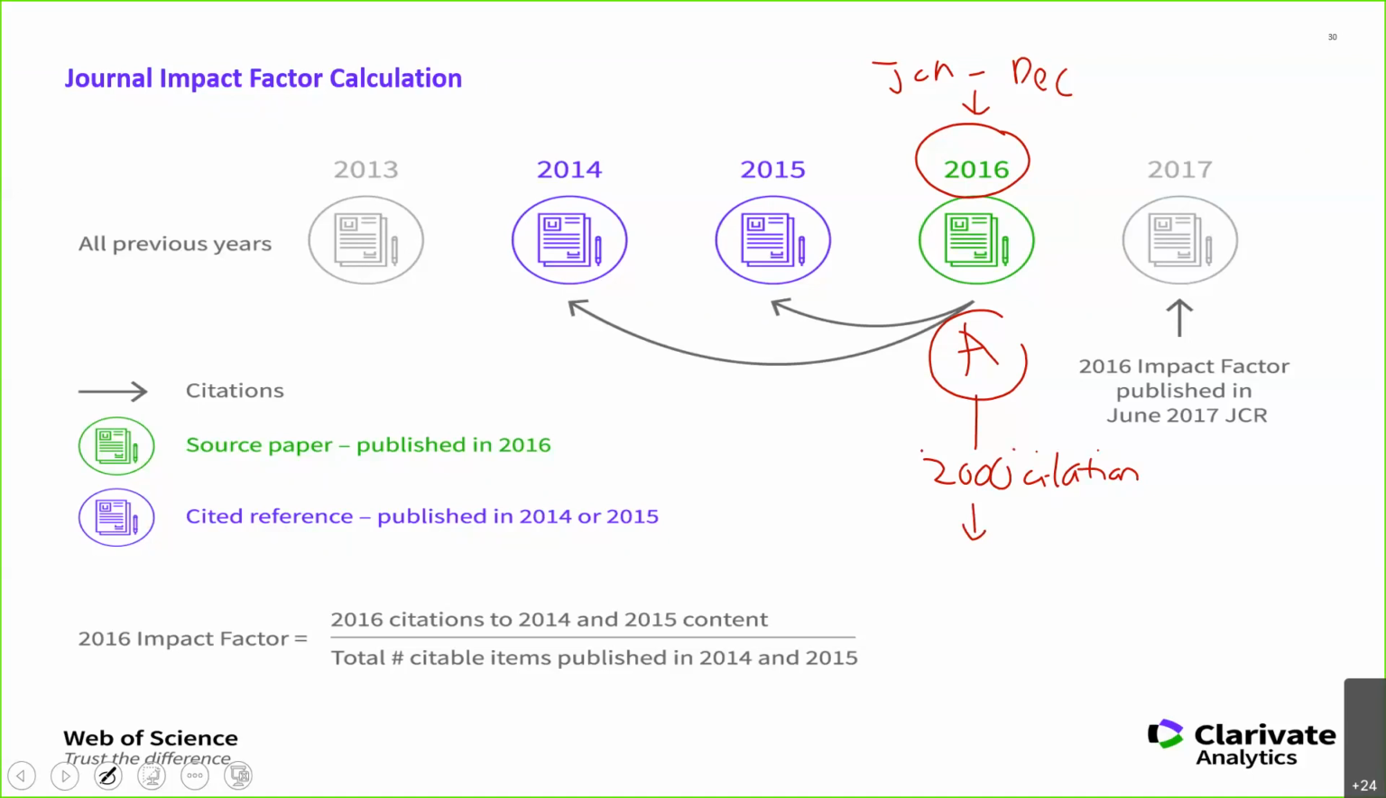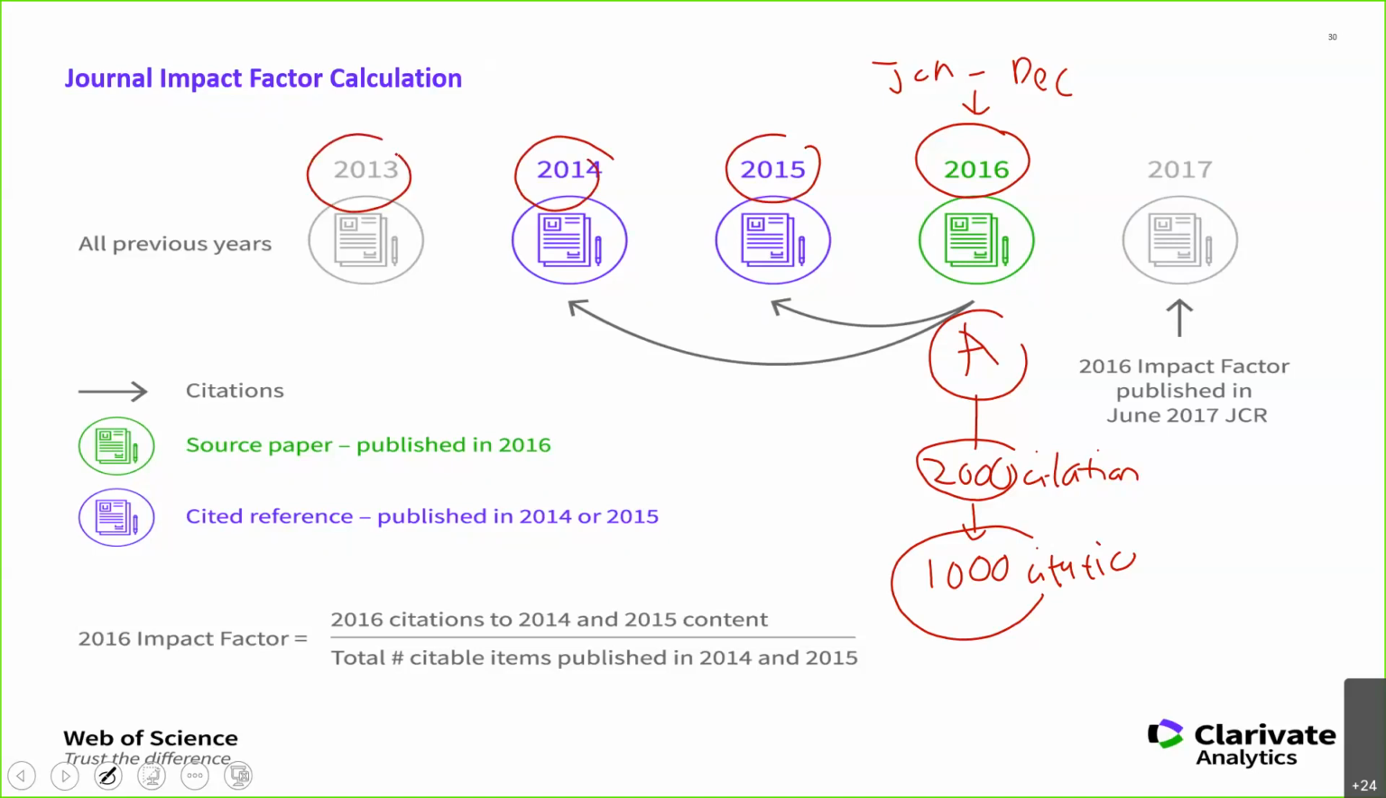It means that of these 2,000 citations, let's say only 1,000 citations are counted because they refer to papers published in 2014 and 2015. So if the journal received a lot of citations, but those citations refer to publications, let's say, in 2013, they will not be counted. So now only 1,000 citations will be counted because they refer to papers published back in 2014 and 2015, but the citation was made in 2016.